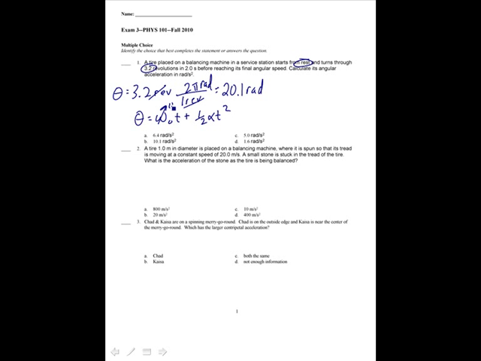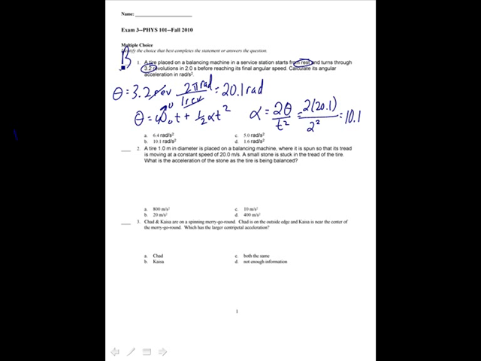If I solve that for alpha, which is the angular acceleration, I get alpha is 2 times theta over t squared, which is 2 times 20.1. T is 2 seconds, so that's 2 squared. So it's 20.1 over 2, which is 10.05 or 10.1. So that answer is B.